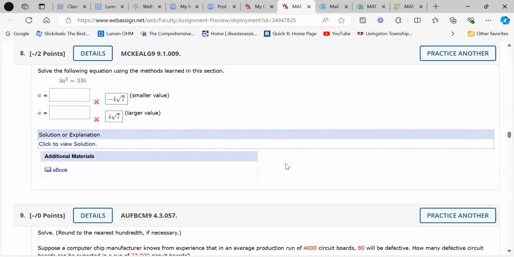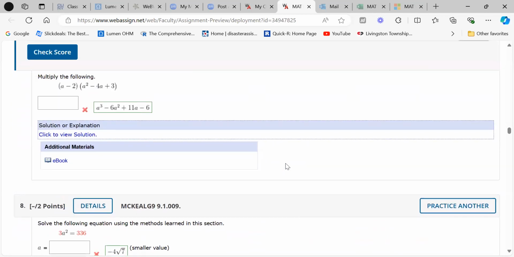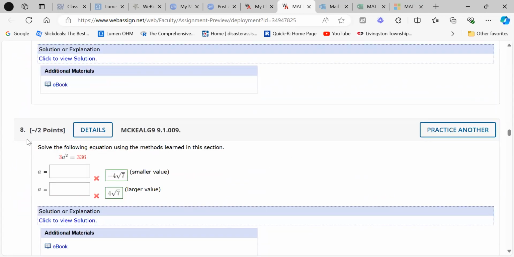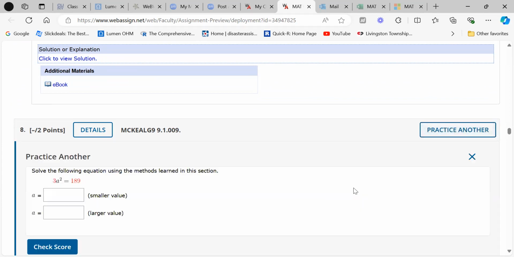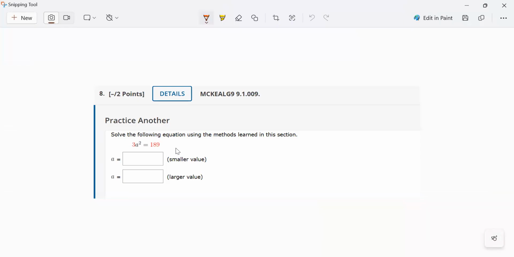Now let's look at the next question. We just went over that one. Let's do question 8, right? Let's practice another. 3a squared equals this. First of all, you will get rid of the coefficient, and after that, take the square root from both sides of the equation. So try this really quickly, and I'll go over the solution in a second.